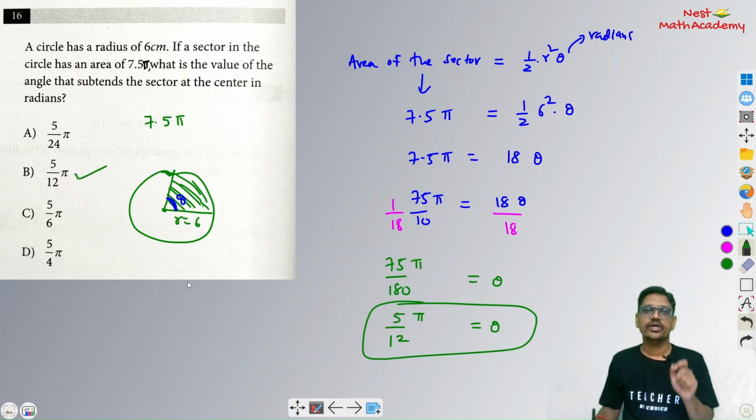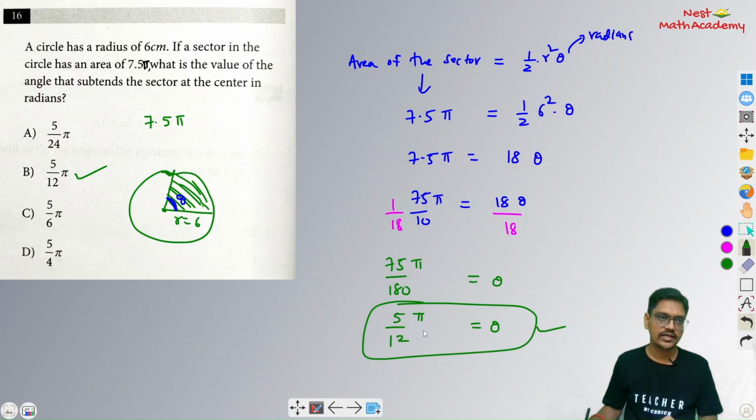Okay. So area of the sector is 1/2 times r square times theta, where theta is in radians. That's what they're asking for. So simply equate the given area to this and you'll get the theta in radians, 5 pi by 12 radians.